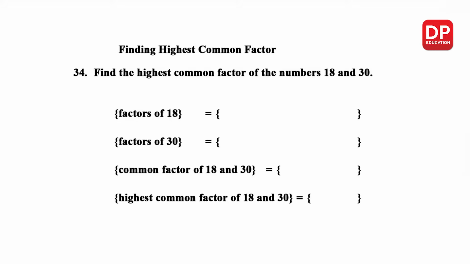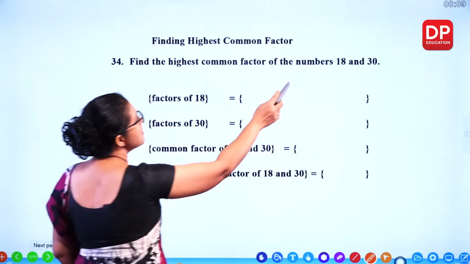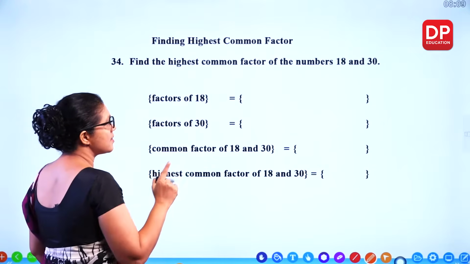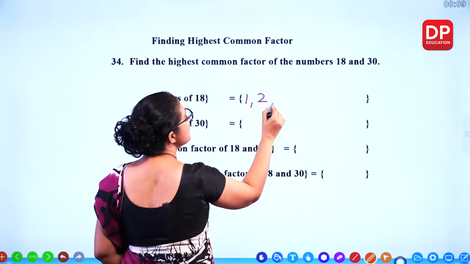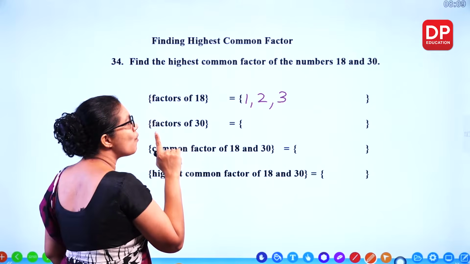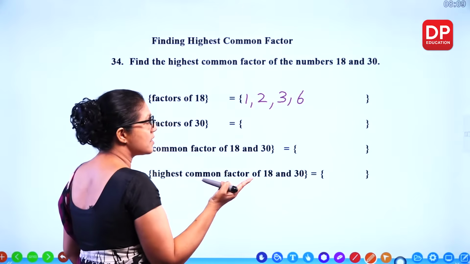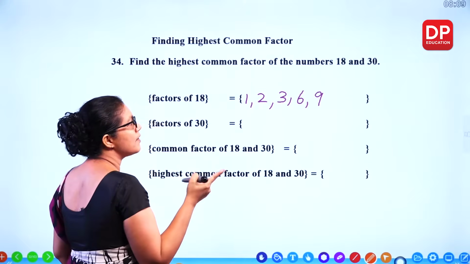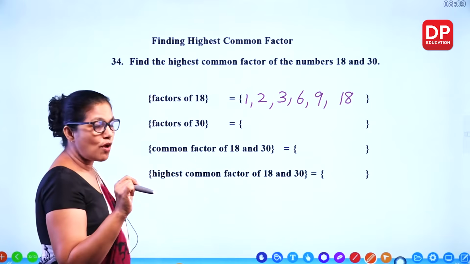Finding highest common factor. So we'll take the numbers 18 and 30. Now what are the factors of 18? It's 1, divisible by 2. So 2 is a factor. It's divisible by 3. 3 is a factor. 3 times 6. Then 4, 5, 6. 6 times 3. 7, 8, 9 times 2. Then 10, 11, all these. Finally, 18. So those are the factors of 18.